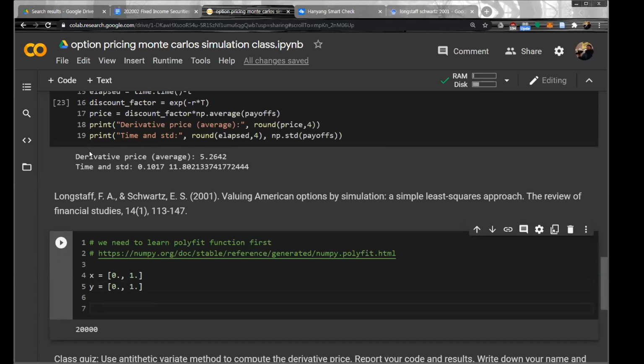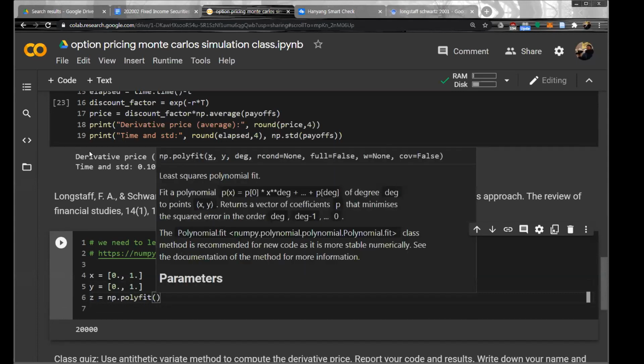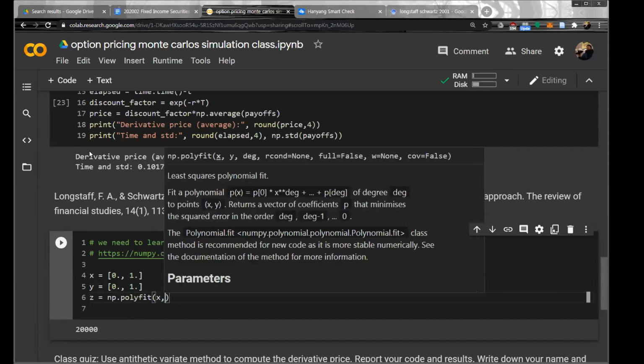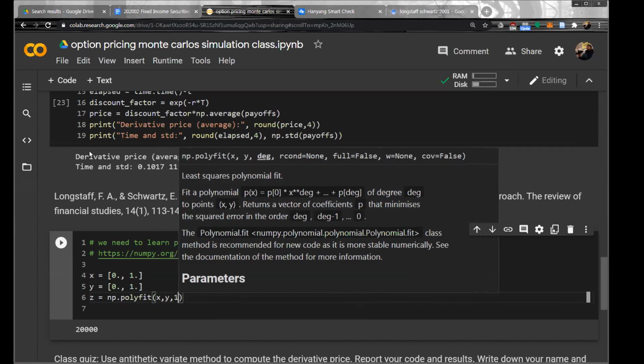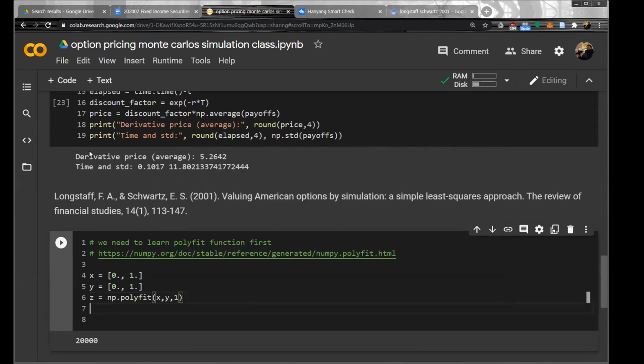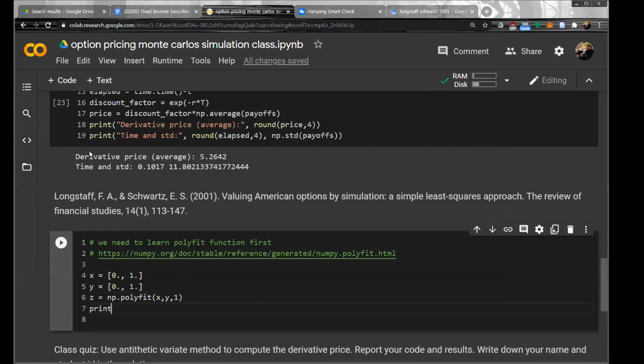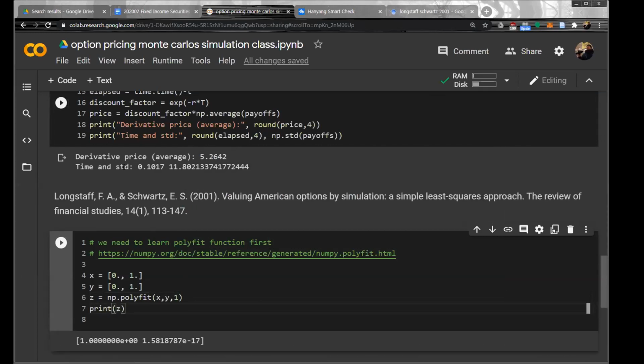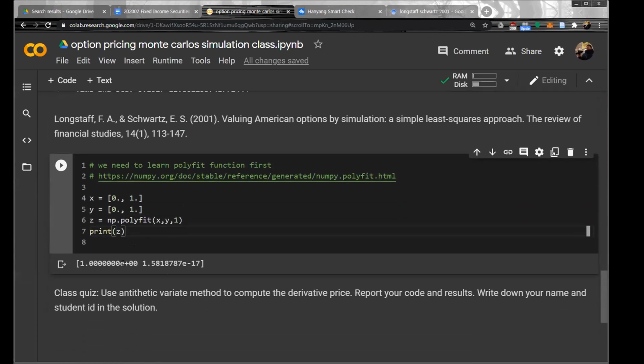So let's say Z, let's find a polynomial function. So np.polyfit, and then we can put in the data. We know the answer: it is first order, Y equals X. So this should be the answer. Then let's print Z. Right, so this is 0. So basically Y equals X, and this is the constant term, right?